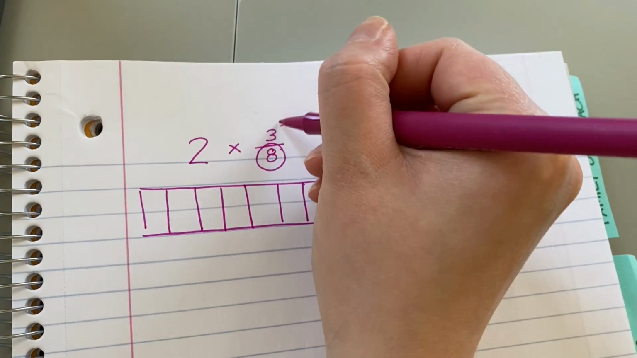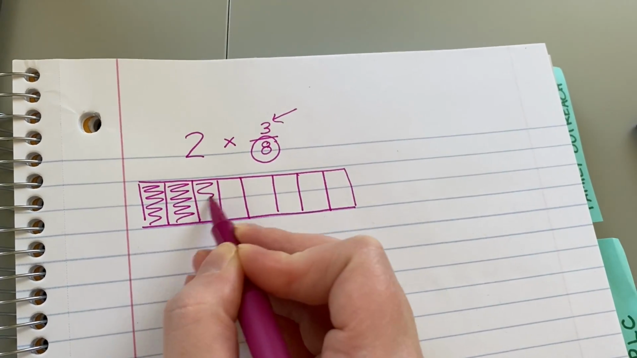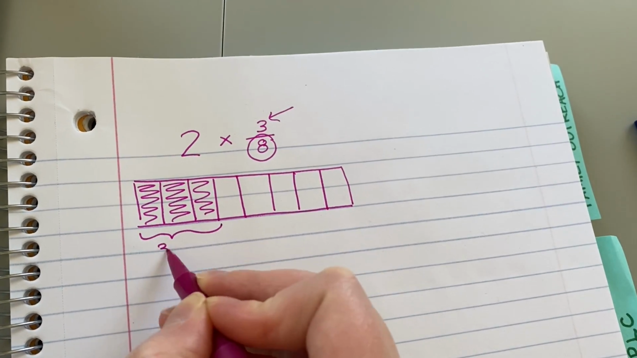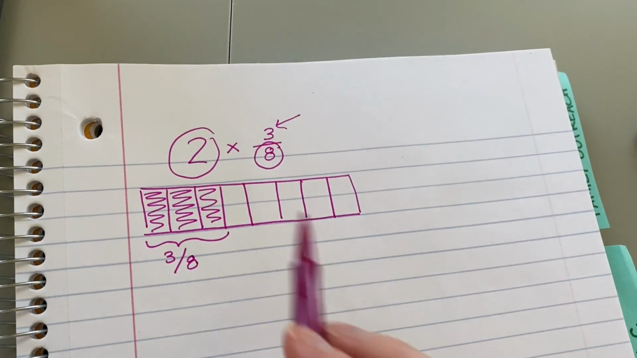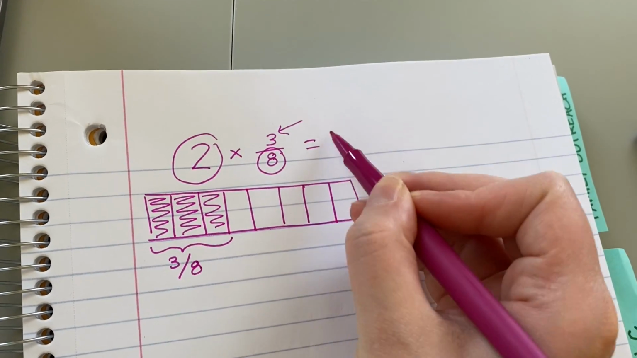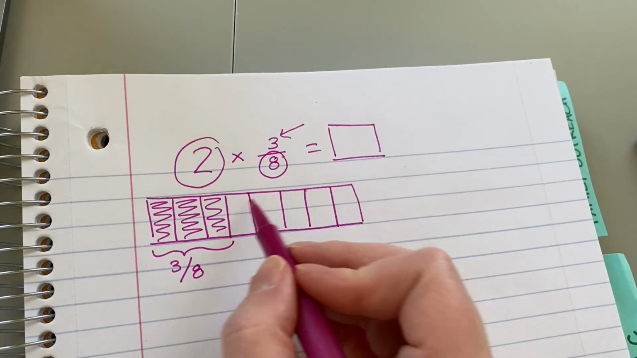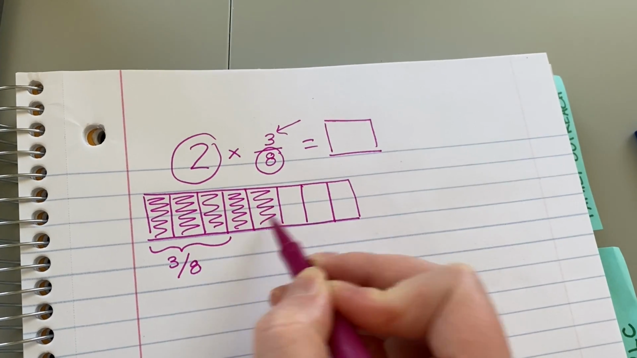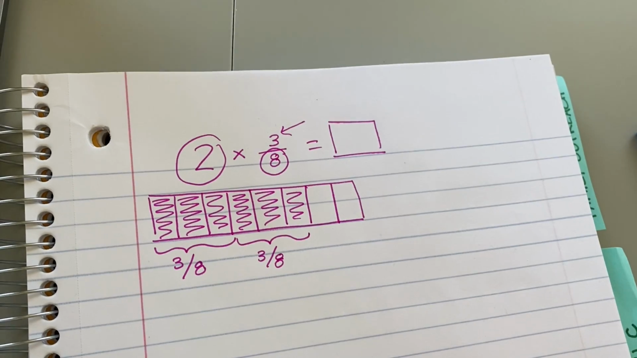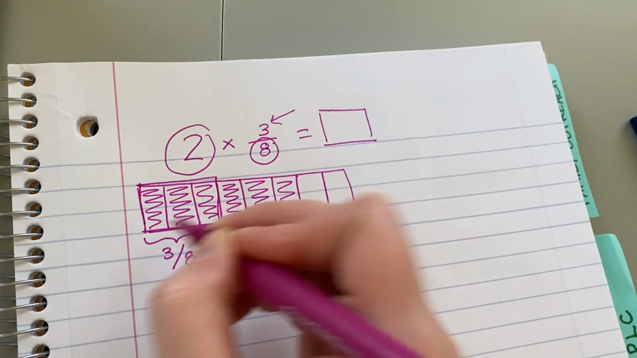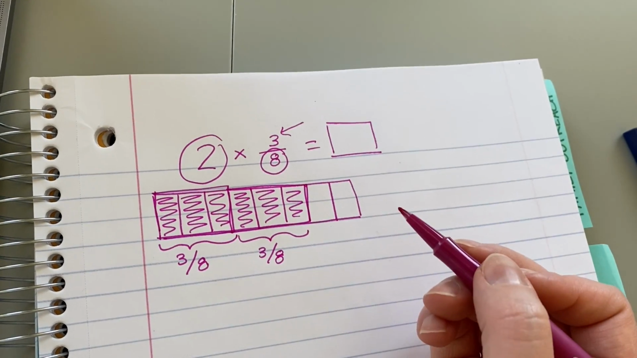So I know that I first have 3/8. Here's 3/8. I know that I have 2 groups of 3/8 though. So in order to get my final answer, I'm going to need to draw or color in a second group of 3/8. So 1, 2, 3/8. I now have 2 groups of 3/8, one here and one here. So I can count how many 8ths I have all together to give me my answer.